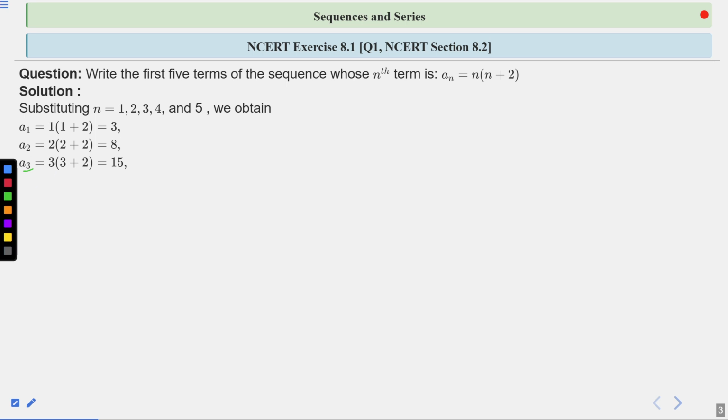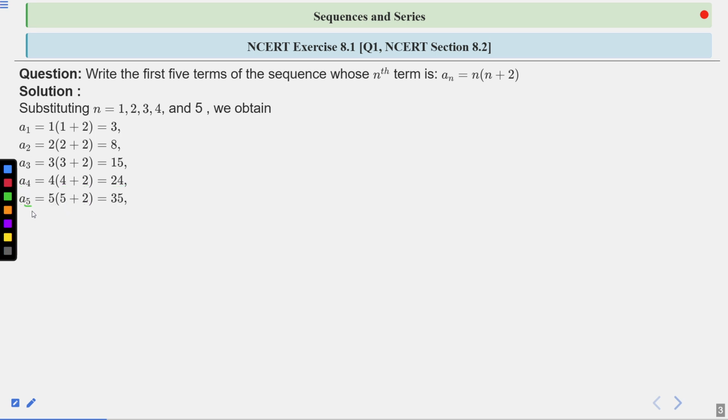Third term, 3 times (3 plus 2). So 3 plus 2 is 5, and 3 times 5 is 15. So the third term of my sequence is 15. A4, meaning the fourth position term: 4 times (4 plus 2), meaning 4 times 6, which is 26. Sorry, 24. So A4 is simply 24.